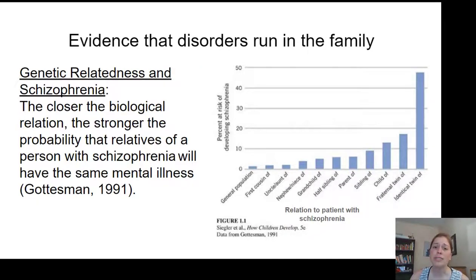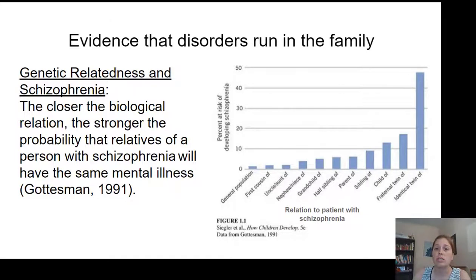So you may be asking yourself, well, why study genetics in psychological disorders if there isn't just one gene that codes for things like schizophrenia? The reason for that is that we know that disorders do run in the family, typically. And so what I have here is some evidence that demonstrates this.